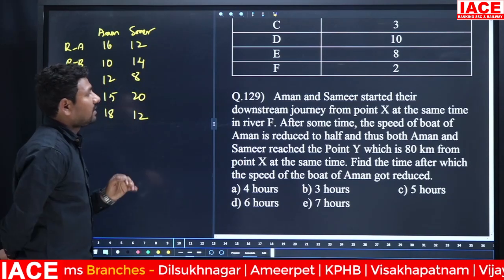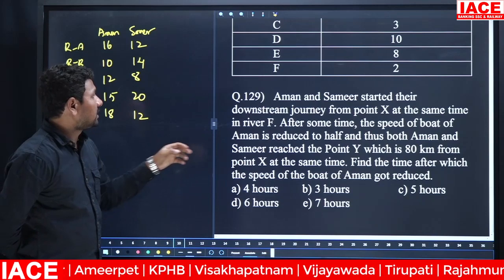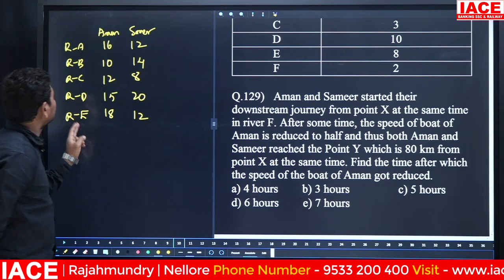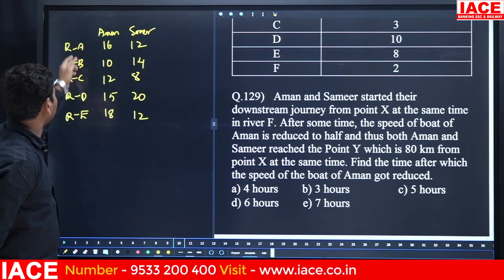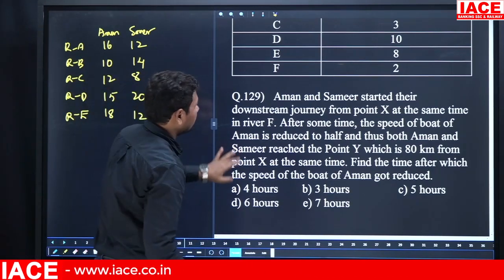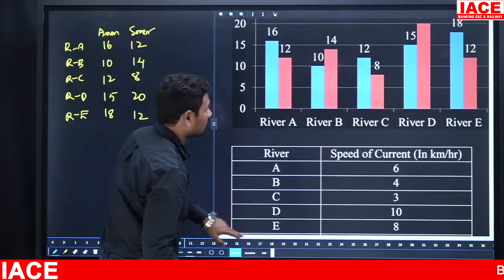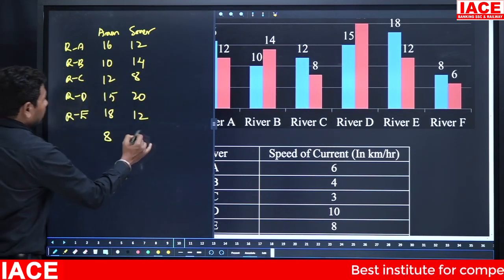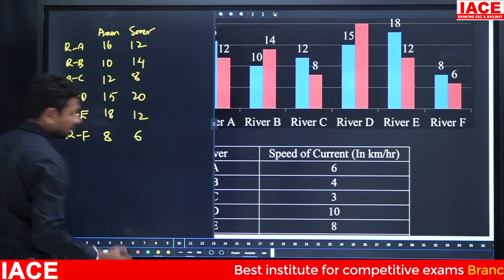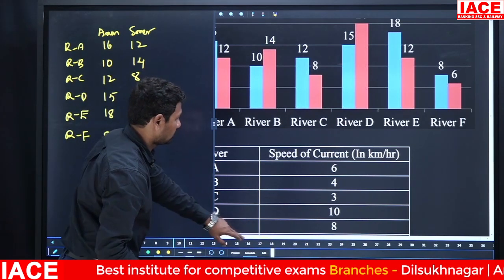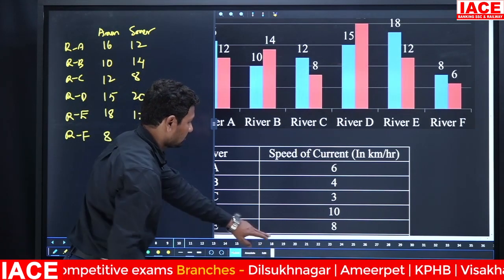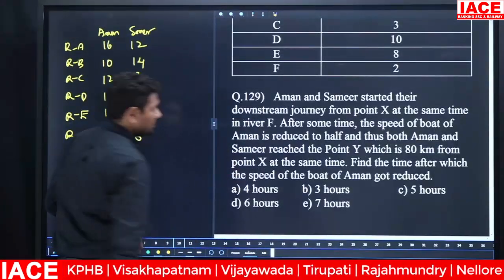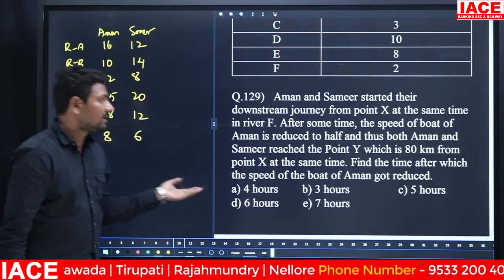Coming to Samir. Samir is in a boat on a downstream journey from point X at the same time in river F. River F means the rivers were A, B, C, D, E, and we forgot to write F. Here 8 and 6 is there. It is a reverse F. Okay, nothing is missed out. Till now they are not asking the F value, that's why we got exact values.